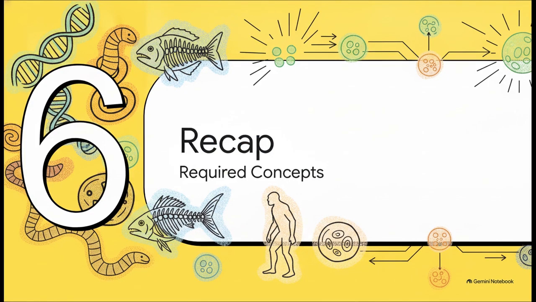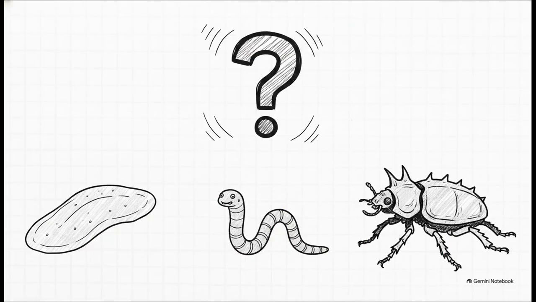Section 6. Recap of required concepts. All right, let's bring it all together and summarize what we've learned on this evolutionary journey. To recap, flatworms keep it simple and flat as acoelomates, relying almost entirely on diffusion to survive. Segmented worms step things up by adding that incredible metamerism and fluid-filled compartments, using their hydrostatic skeletons and setae for advanced wave-like movement. And finally, arthropods absolutely dominate the globe with their jointed armor and massive biodiversity.